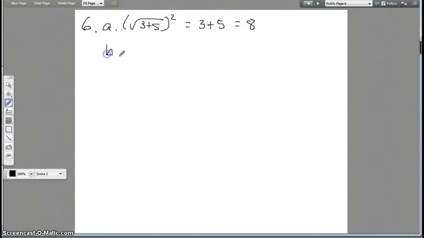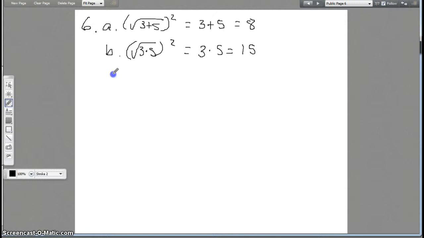Let's look at part B. Part B is the square root of 3 times 5, and then the whole thing is squared. When you square a square root, you are undoing the square root, so you end up with what was inside of it. So we end up with 3 times 5, and we can actually calculate that. 3 times 5 is 15.